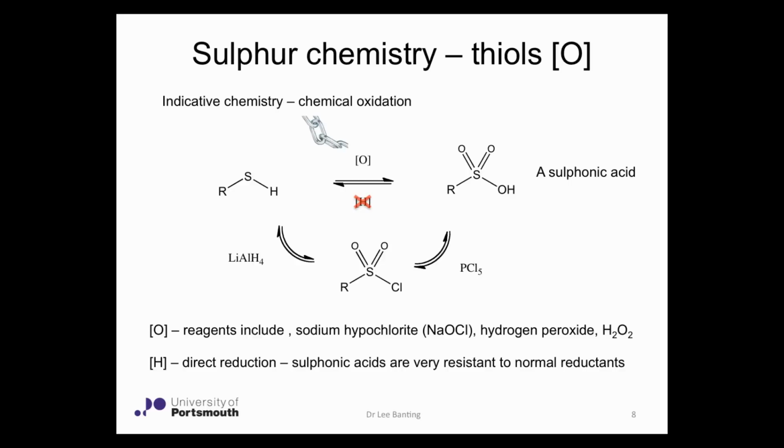One can form an acid chloride, a sulfonyl chloride, from sulfonic acid by treating it with PCl5, a classical chlorinating agent, phosphorus pentachloride, and then this activated, more reactive sulfonyl compound is more prone to reduction by things like lithium aluminium hydride, etc. And so you can take a bit of a sidestep to do that chemistry.